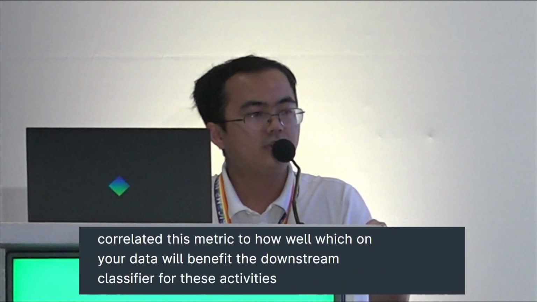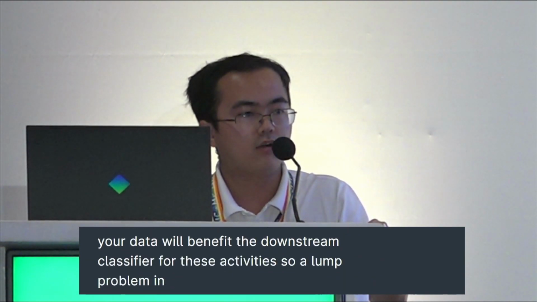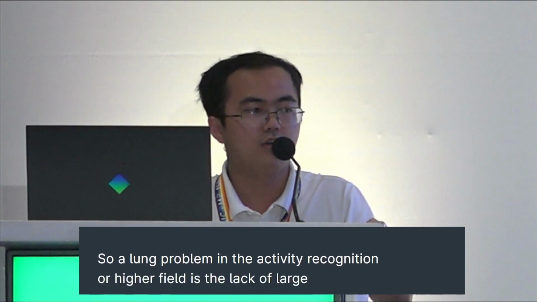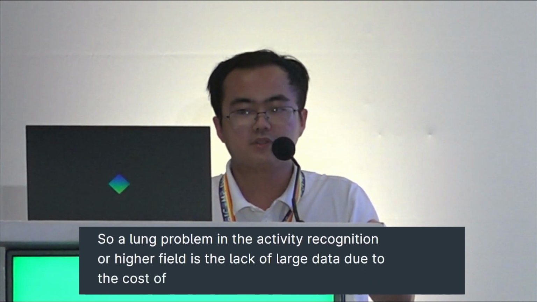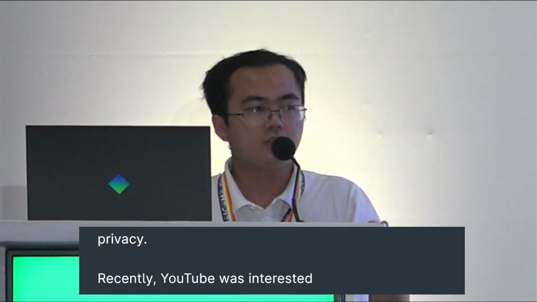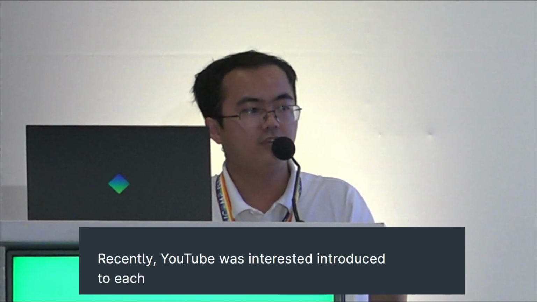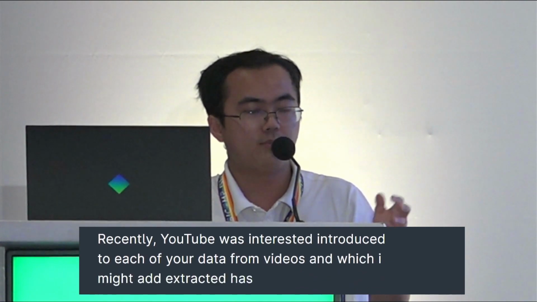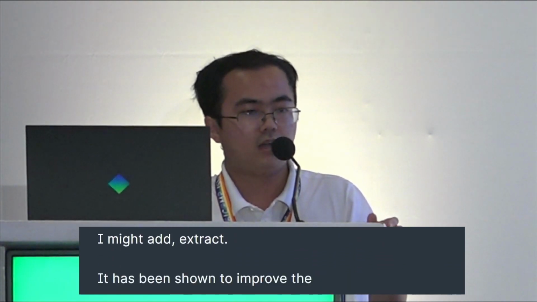A long-standing problem in the human activity recognition, or HAR, field is the lack of large labeled data due to the cost of annotations and issues with privacy. Recently, IMUTube was introduced to extract virtual IMU data from videos, and the virtual IMU data extracted has been shown to improve the downstream classifier performances.